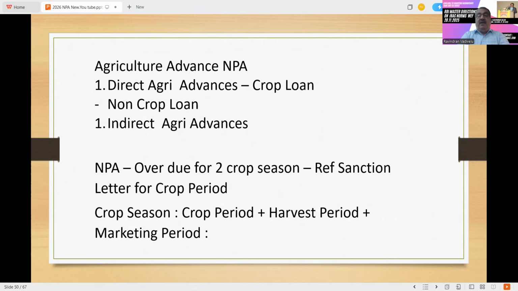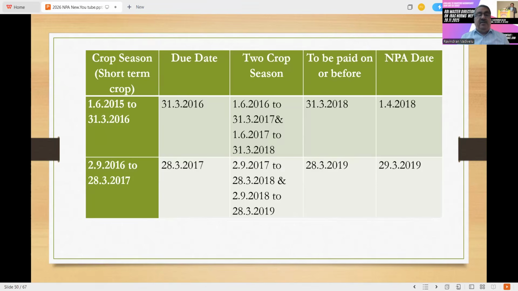An NPA, if it is overdue for 2 crop seasons, is called a short-term crop. And here crop season includes crop period, harvest period, and marketing period. So here we are going to discuss the short-term crop. A short-term crop is a crop wherein the growth period is less than 1 year. So here, 1/6/15 to 31/3/16. The crop season has been clearly mentioned in the sanction letter. Even the due date is also clearly mentioned in the sanction letter.